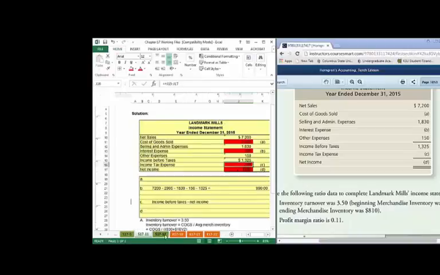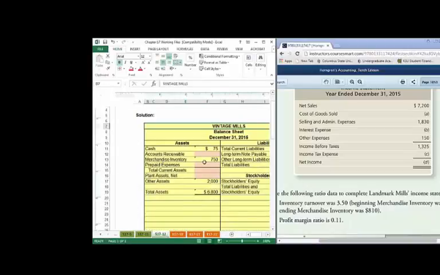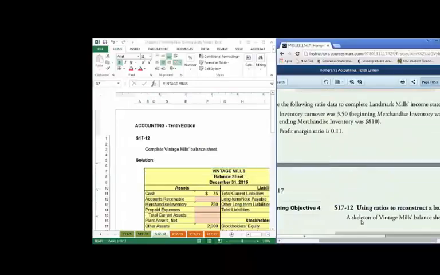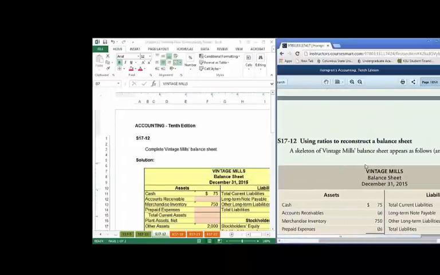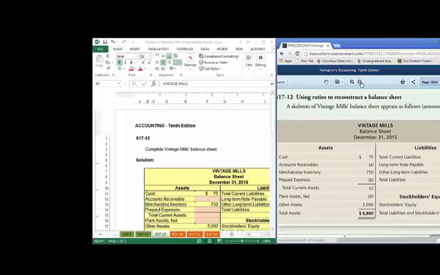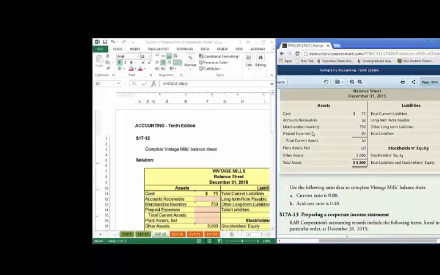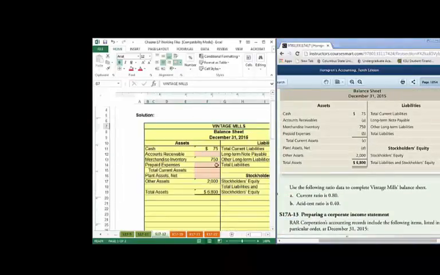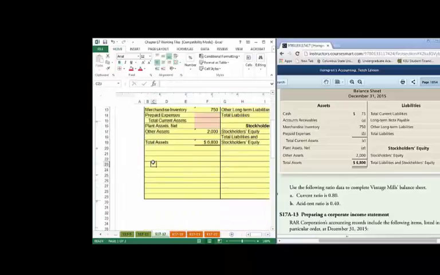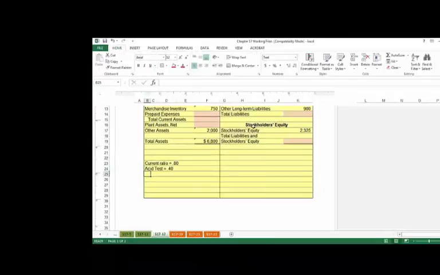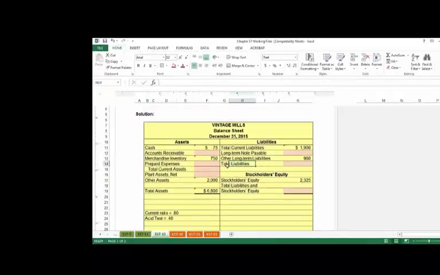Okay. Let's look at exercise 12. So here we're going to use some more ratios, and we're going to reconstruct a balance sheet. They gave us the balance sheet here, which I have over here too, and they told us that, I'm going to write this down so we can just look at this. Current ratio is 0.80, and the acid test equals 0.40. So we've got to figure out what these are.